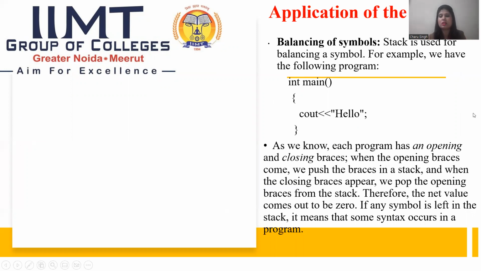As we know, each program has opening and closing braces like this. When an opening brace comes, we push it onto the stack, and when a closing brace appears, we pop the opening brace from the stack. Therefore, the final count comes out to be 0. If any symbol is left in the stack, it means that some error occurs in the program.